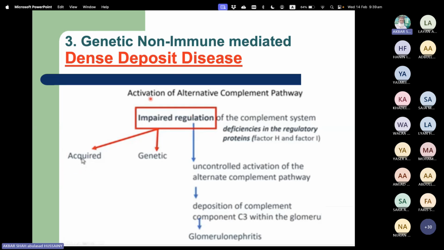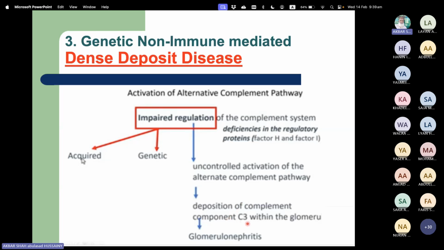So there is activation of the complement system through the alternative pathway. And after the activation, there's uncontrolled activation. There's deposition of the complement C3.